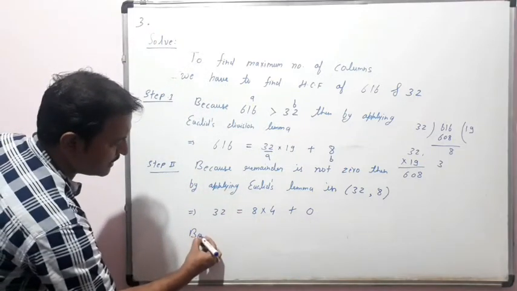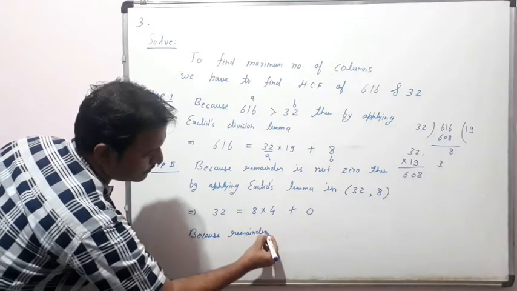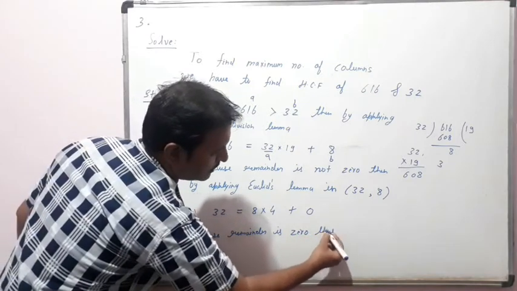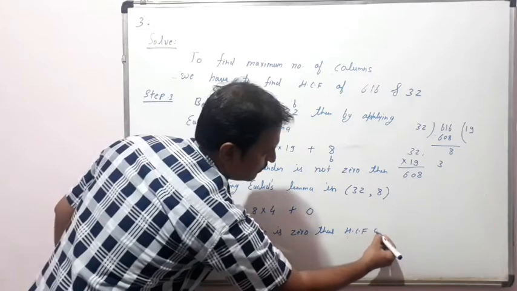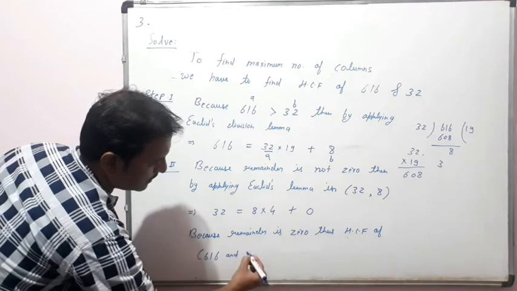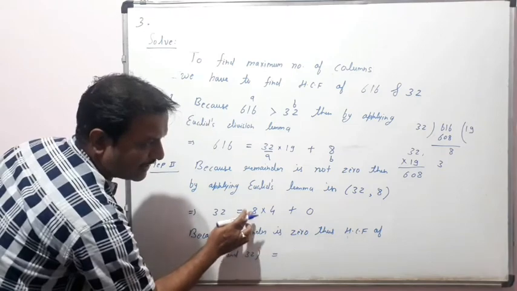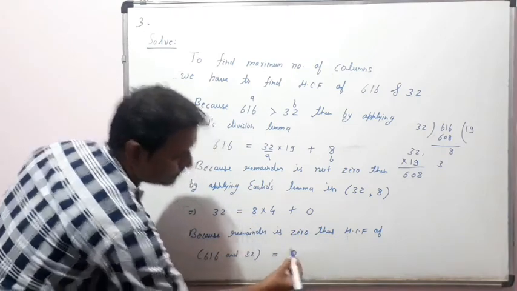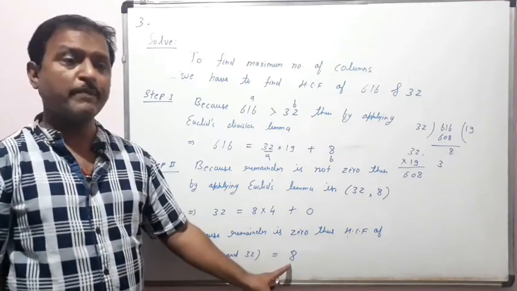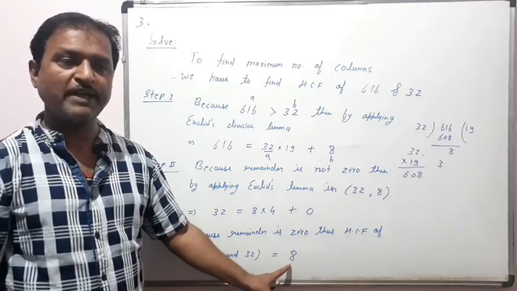So what we write? The statement is, because remainder is 0, thus HCF of 616 and 32 is equal to 8. The value of B is 8 in the last step. Clear? That means maximum number of columns the army men should make is 8. Number of maximum columns will be 8.